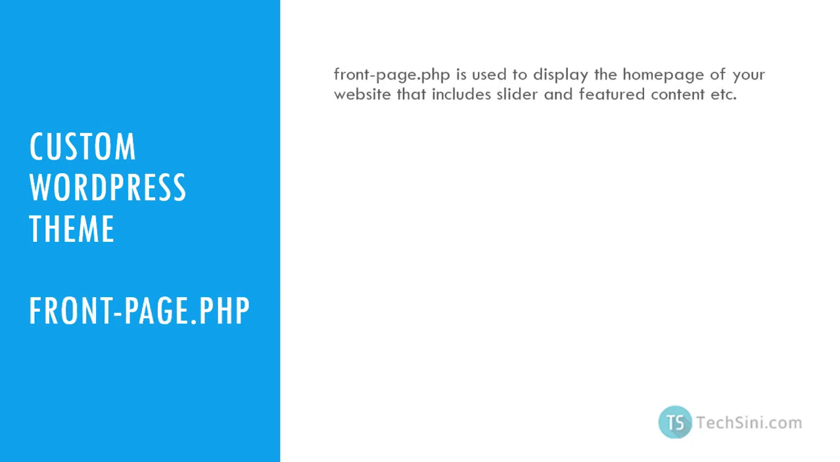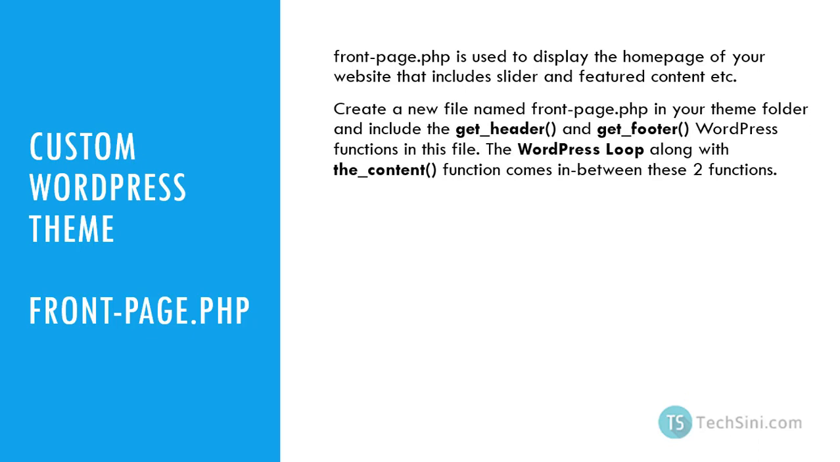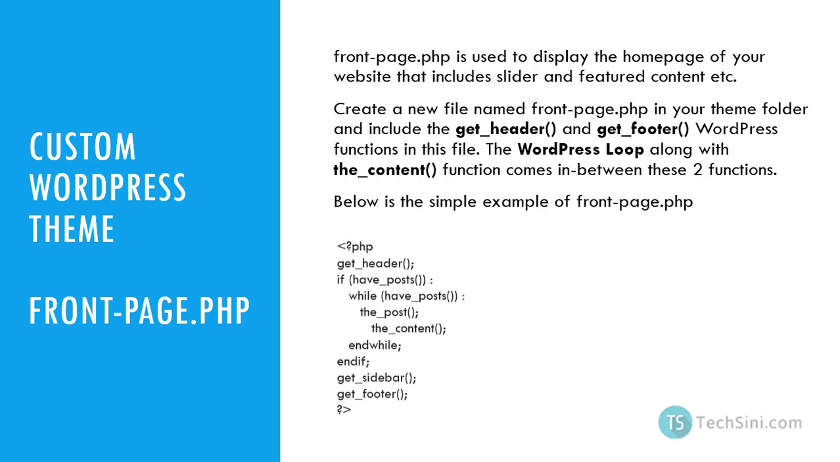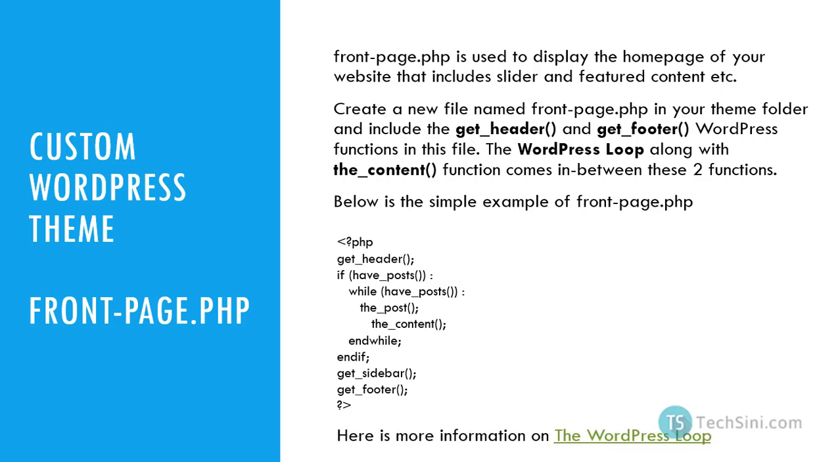front-page.php. front-page.php is used to display the home page of your website that includes slider and featured content, etc. Create a new file named front-page.php in your theme folder and include the getHeader and getFooter WordPress functions in this file. The WordPress loop, along with the content function, comes in between these two functions. Below is a simple example of front-page.php. Here is more information on the WordPress loop.